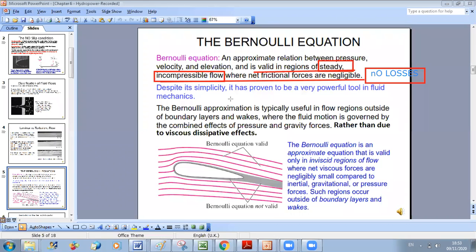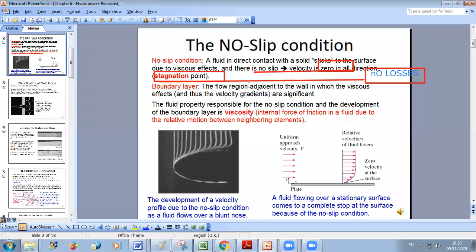So to be able to apply Bernoulli, I should be far from the boundary layer. If I go back to the example here, to apply the Bernoulli relation, I should not be inside the boundary layer. It's wrong if I apply Bernoulli inside the boundary layer. I should be far from it, in the uniform flow region.